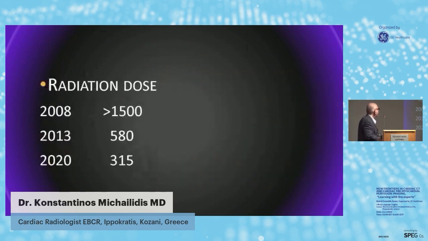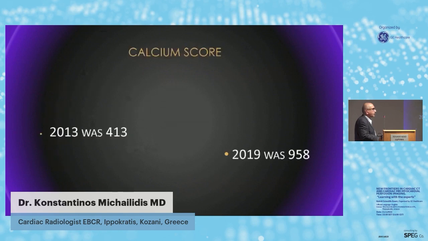for a third scan in 2020. I think it's quite interesting to see how the quality of the image changes through the years, and how the doses decrease through the years. So in 2008, he received about 1,500 DLP of radiation. In 2013, 580. In 2020, 315. If you would do it again now, it would be half of this. So radiation doses decreased for this patient.